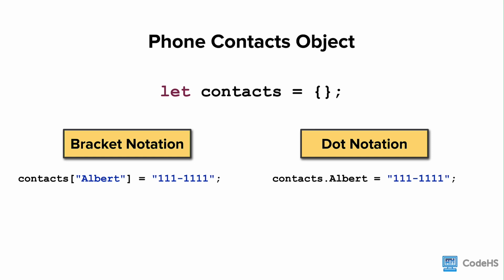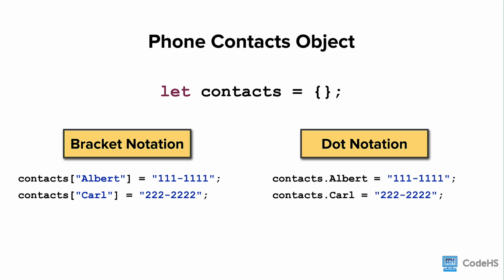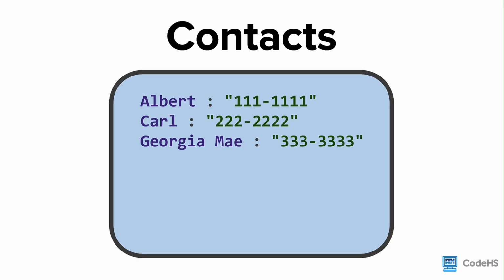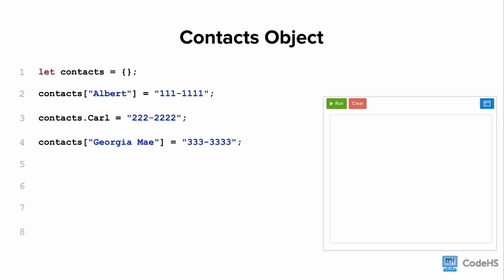Now let's add some more contacts. Here we add Carl and his number with bracket notation, or alternatively with dot notation. And now Georgia May with bracket notation, but we cannot add her via dot notation because her name has two words. At this point, the contact object looks like this. We can now use the keys with bracket and dot notation to access their associated values. Here's our program so far.